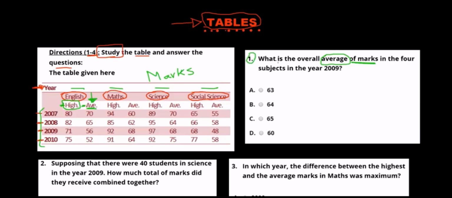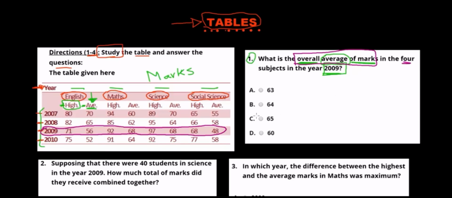They're saying, question number 1, what is the overall average of marks in the 4 subjects in the year 2009? So we are only targeting the year 2009, and the question asks for the overall average of the 4 subjects. Now, in order to get the overall average, I need to get the average for every subject, because they want it for all the 4 subjects.